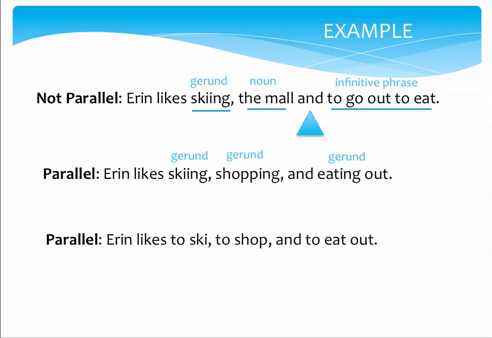Another way to bring the sentence into parallel structure is to turn each of them into an infinitive phrase. Aaron likes to ski, to shop, and to eat out. You could actually take this a step further and say Aaron likes to ski, shop, and eat out, so that what we're really bringing into balance are the complements of the infinitive rather than the infinitive phrases themselves. But as you've written it here, we have three infinitives.